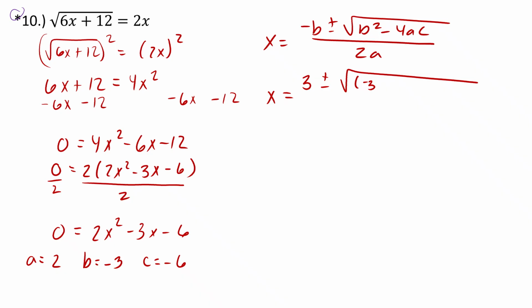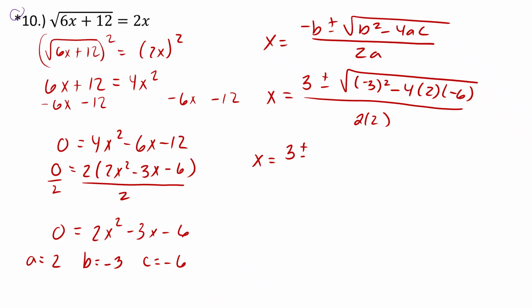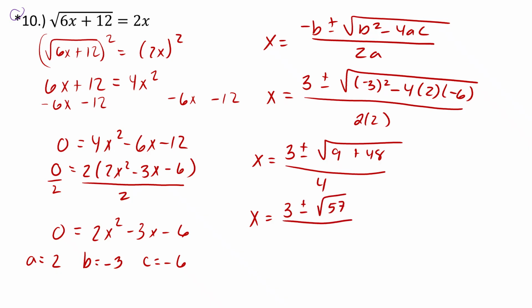And then we'll have -3 squared minus 4 times 2 times -6, all over 2 times 2. X is equal to 3 plus or minus. All right, -3 times -3 is +9. And here we've got a bit of a mess. So -4 times 2 is -8, and -8 times -6 is +48. All over 2 times 2, which is 4. And then 3 plus or minus, this will be the square root of 57.